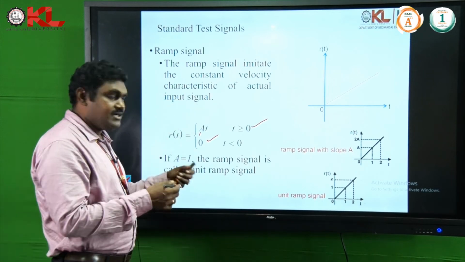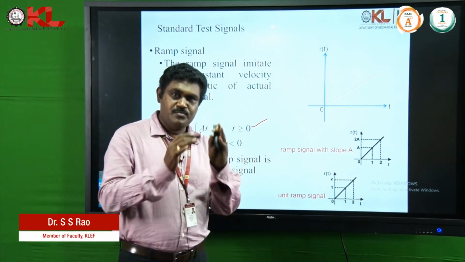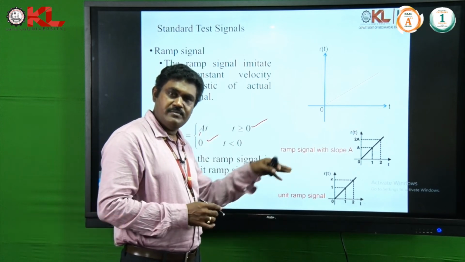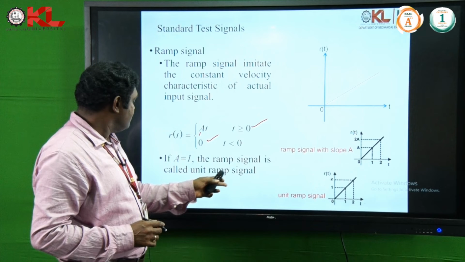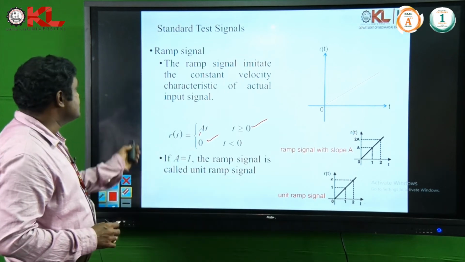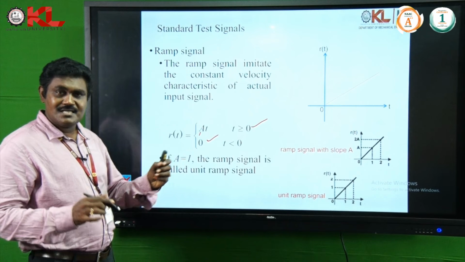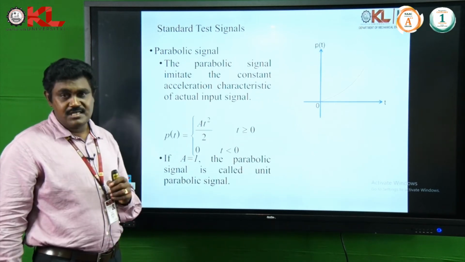And in different ways you can express these ramp signals. It may have a particular constant slope, or it may be the unit ramp signal. If A is equal to 1, then it acts as a unit ramp signal. So, this is regarding the standard test signal, the ramp signal. Now coming to the parabolic signal.